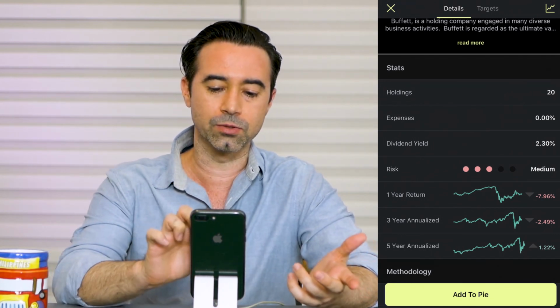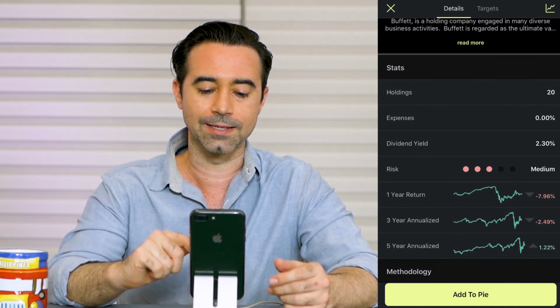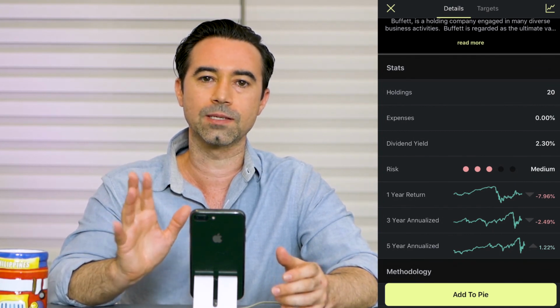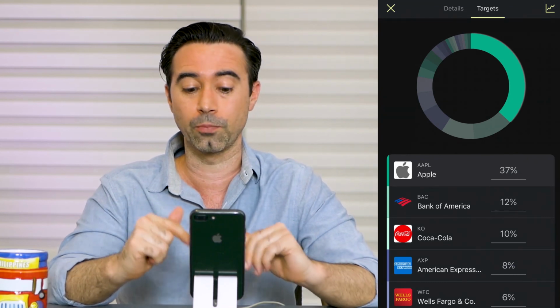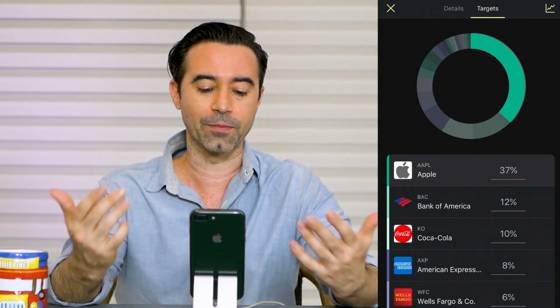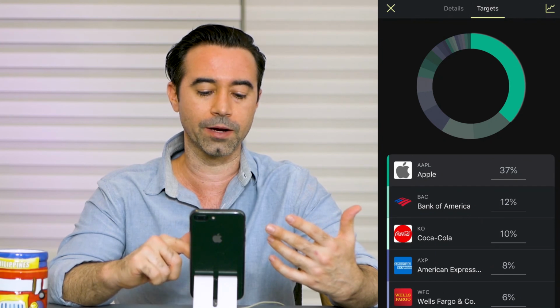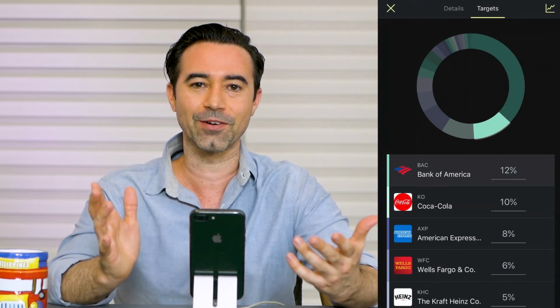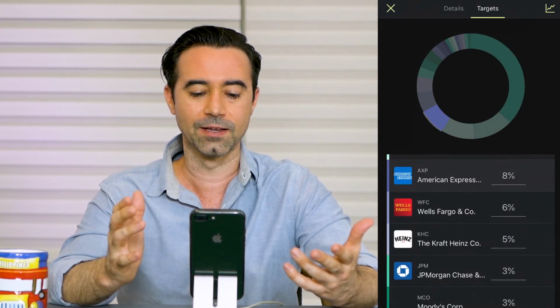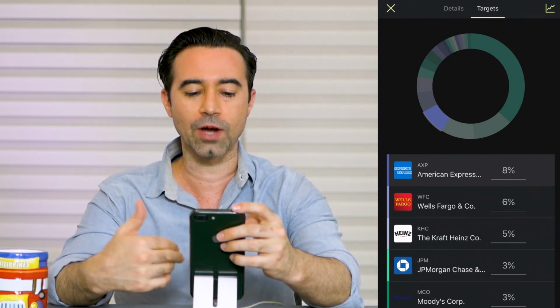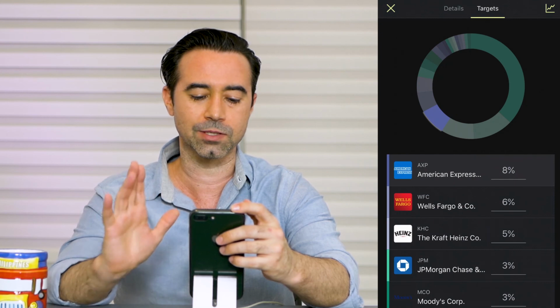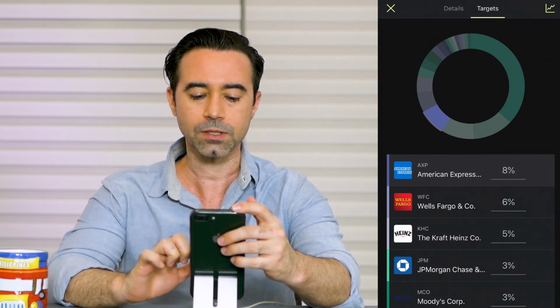So there's all sorts of things that you're not going to get that Berkshire Hathaway does invest in. However, if we hit targets, you're going to see it's showing some of his largest positions. Apple at 37% of this whole portfolio. Bank of America, Coca-Cola, American Express. So these are the different allocations in this pie, and it's supposed to track what Warren Buffett's doing. Again, just be a little cautious.